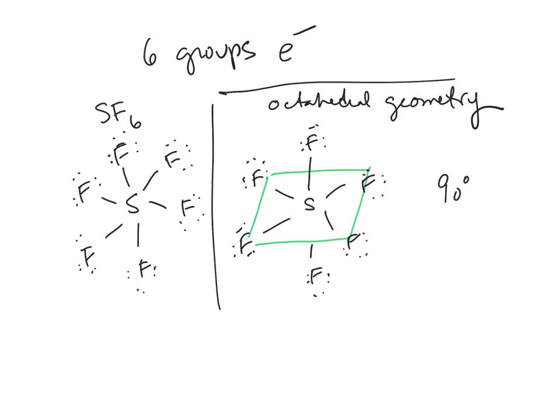Bond angles are 90 degrees, and the molecular geometry name is the same as the electron pair geometry name, which is octahedral. All of those bond lengths are the same. All of the bond angles are the same. All right, so within this set then, the next one is SCl5 minus.